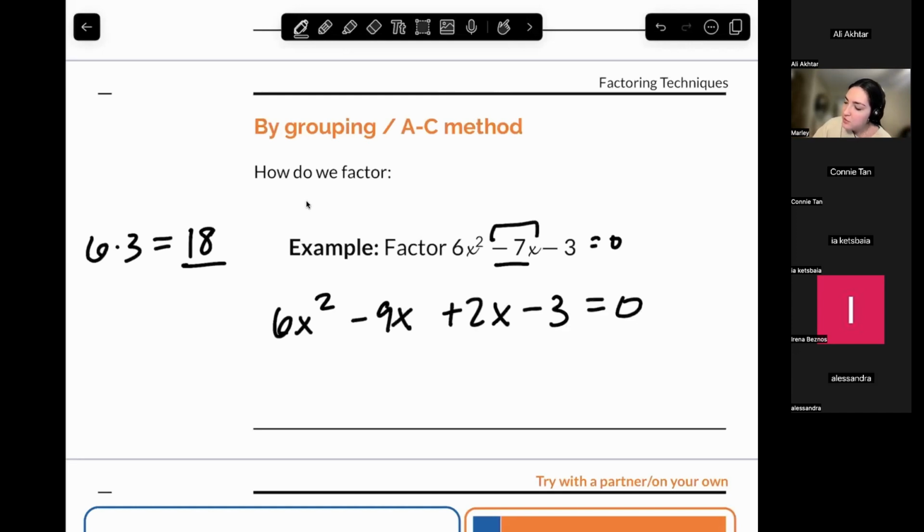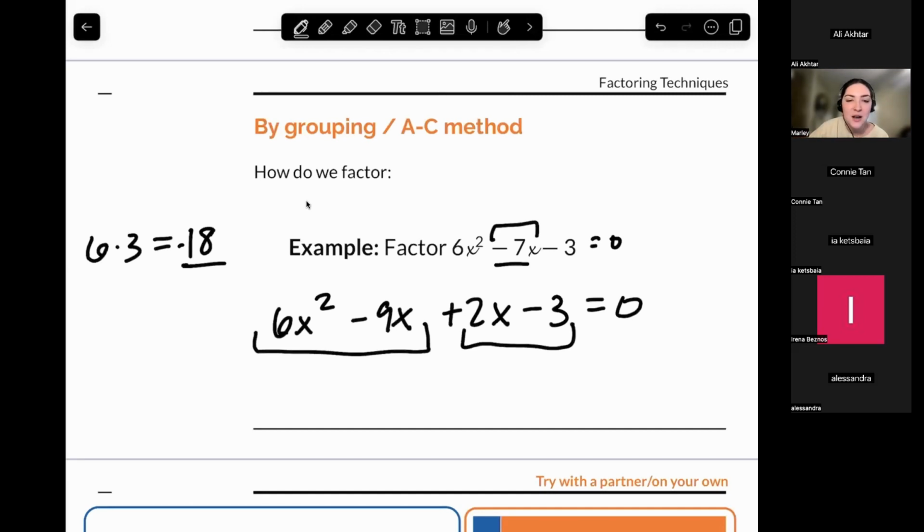Yep, perfect. 2x minus 3, when we're doing grouping, we just take the first piece, we take the second piece. There's nothing that we can factor out. This is when we're doing our GCF factoring. Oh yeah, -18. Oops. Thank you, Irina, in the chat box.